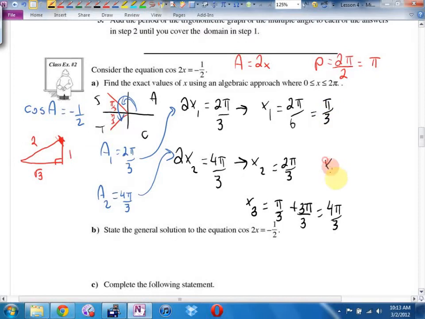We should also be able to find a fourth x value by adding the period to the second answer. Well, let's see if we can do this in our heads. 2 pi by 3 and 3 pi by 3, the period, is what? That's all of them.